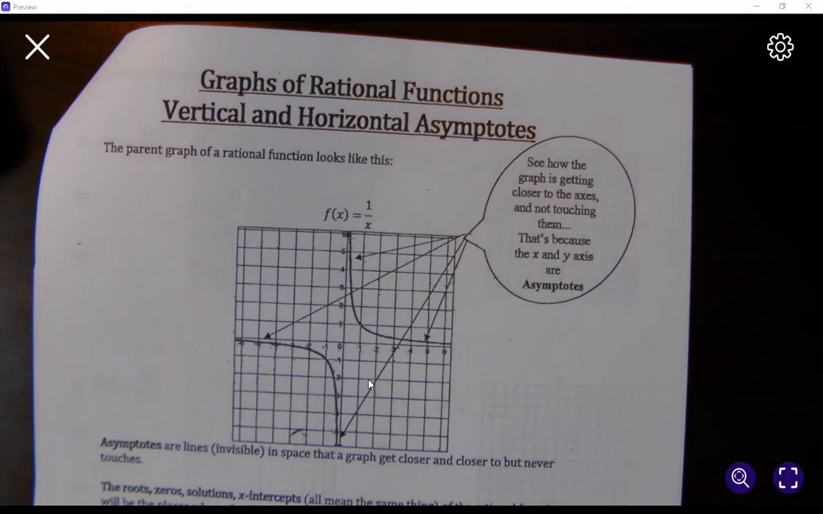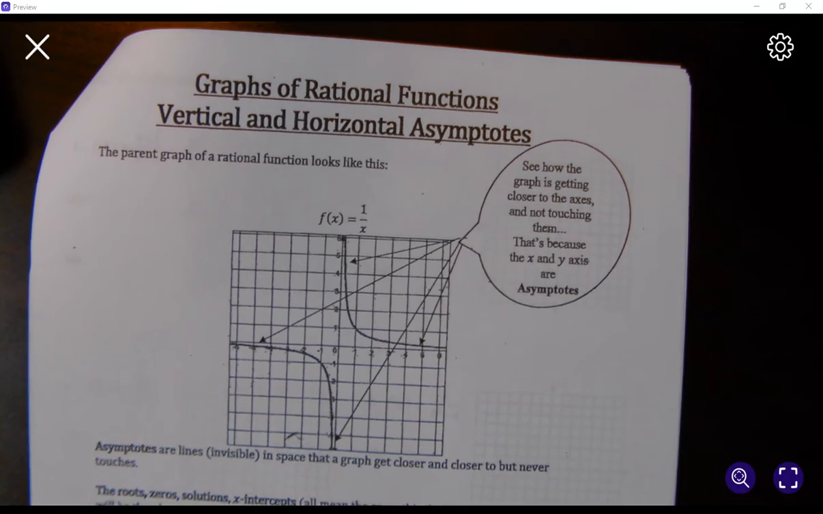Alright guys, so here is page 11 of Unit 6. This will be the last lesson for Unit 6. Then we'll look at the review, and then we'll have the test. Excuse me, hold on.